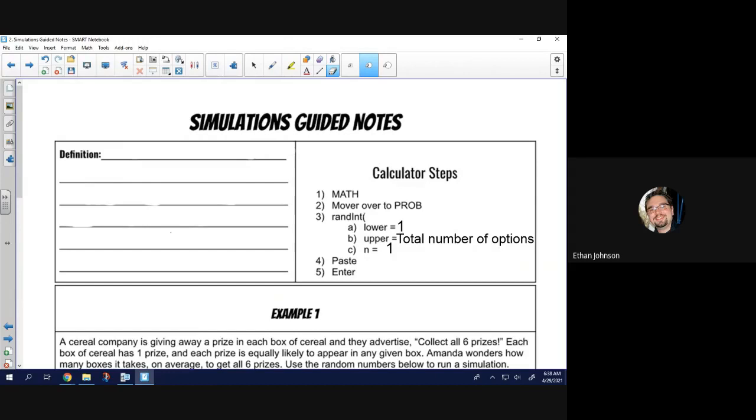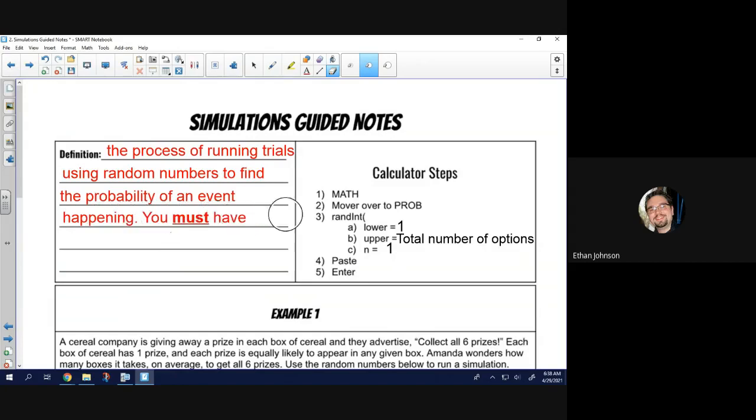So first and foremost, what is a simulation? Well, a simulation is a process of running trials using random numbers to find the probability of an event happening. Side notes: you must have equally likely outcomes for the events. You also must have a key.